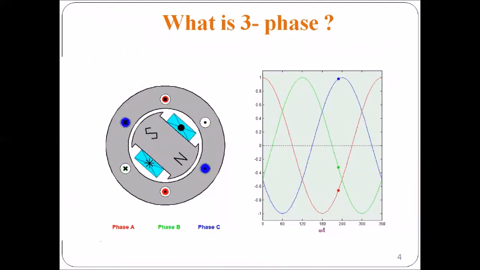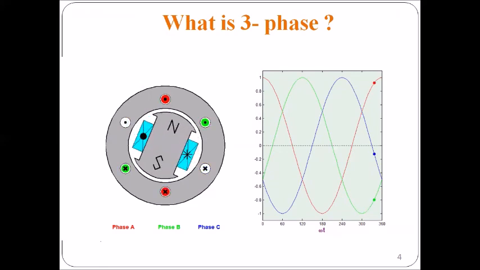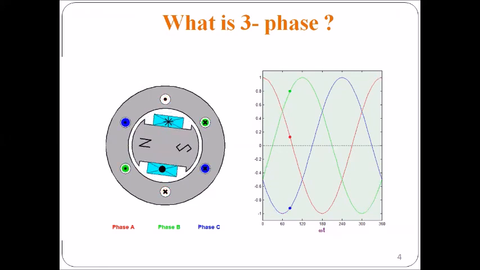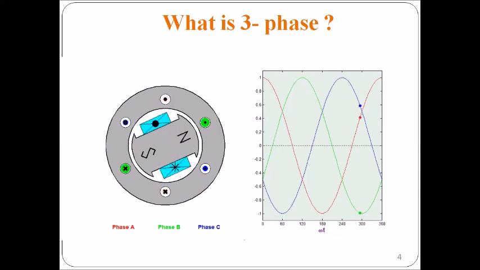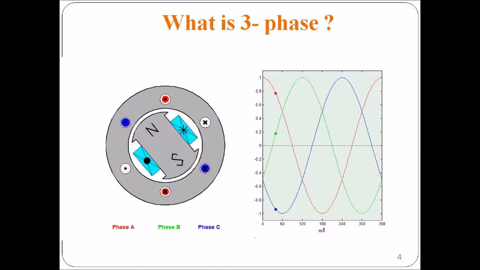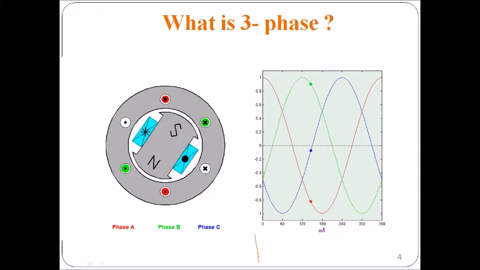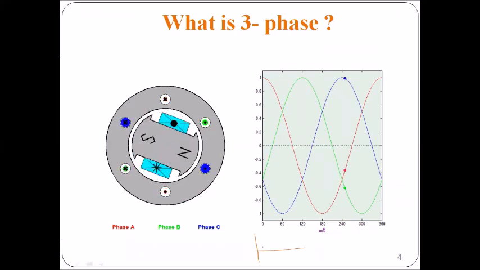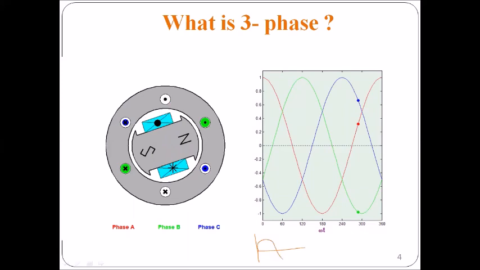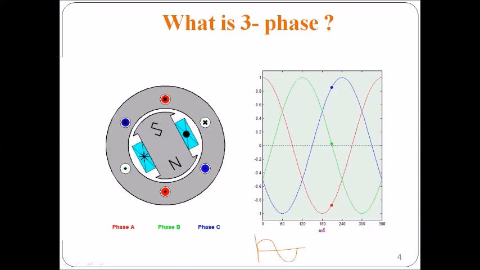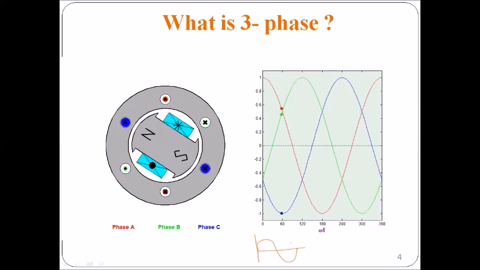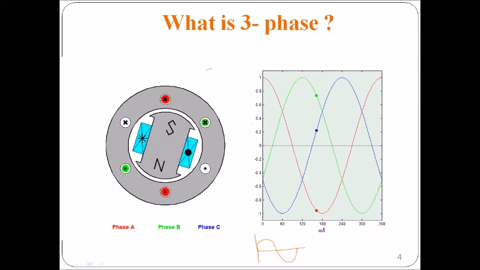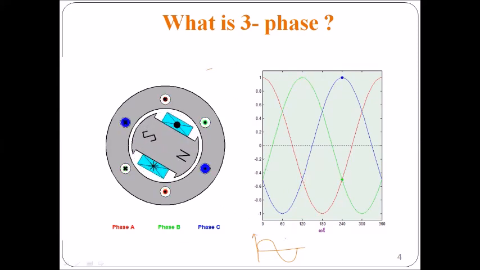Right, so we have to first try to understand the meaning of three-phase. Whenever we have three-phase, as you can see in the waveform given over here, we have three sinusoidal waveforms like this. You can see that this is one sinusoidal waveform. But in the case of three-phase, there are three sinusoidal waveforms like this, right?